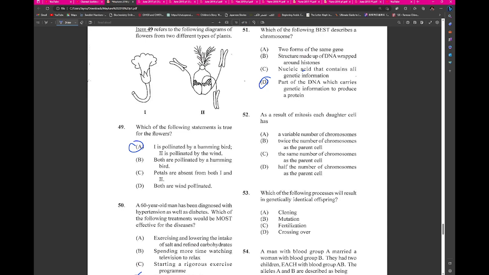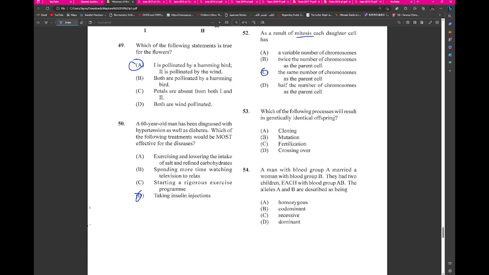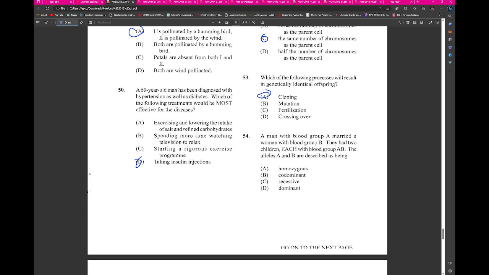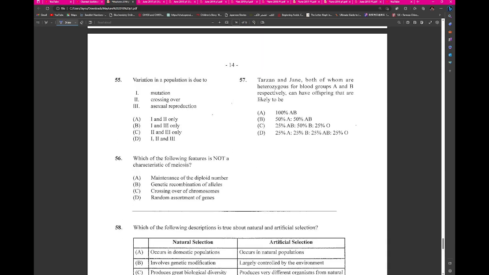As a result of mitosis, each daughter cell has the same number of chromosomes as the parent cell. Which of the following processes will result in genetically identical offspring? Cloning. A man with blood group A married a woman with blood group B. They had 2 children, with group A, B, and A, and the alleles A and B are being described as codominant. Alright, variation in a population is due to mutation, crossing over, 1 and 2.